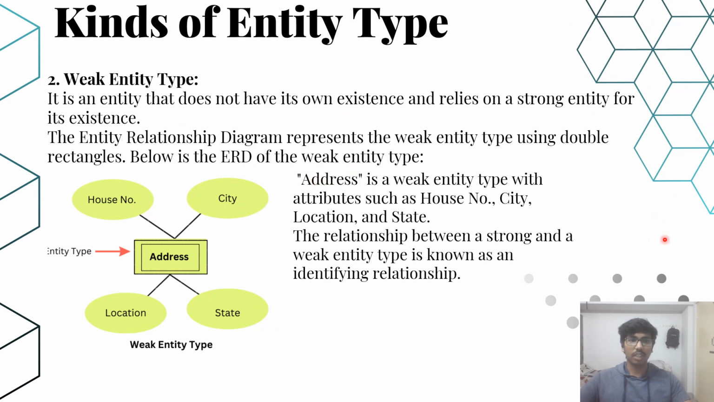Weak entity type. It is an entity that does not have its own existence and relies on a strong entity for its existence. The ER diagram represents the weak entity type using double rectangles. Below is the ER diagram of the weak entity type. Address is a weak entity with attributes such as house number, city, location, and state. The relationship between a strong and a weak entity is known as an identifying relationship.